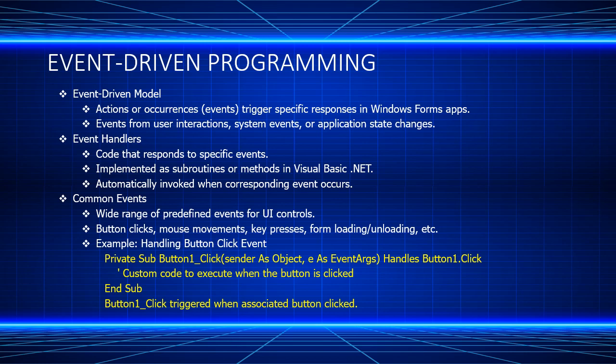Event handlers. An event handler is a piece of code that responds to a specific event when it occurs. In Visual Basic.NET, event handlers are typically implemented as subroutines or methods associated with UI controls. They are invoked automatically when the corresponding event is raised, allowing developers to execute custom logic in response to user interactions. Common events. Windows Forms provides a wide range of predefined events for various UI controls, including button clicks, mouse movements, key press, and form loading/unloading. Developers can subscribe to these events by writing event handler methods and associating them with the corresponding controls.